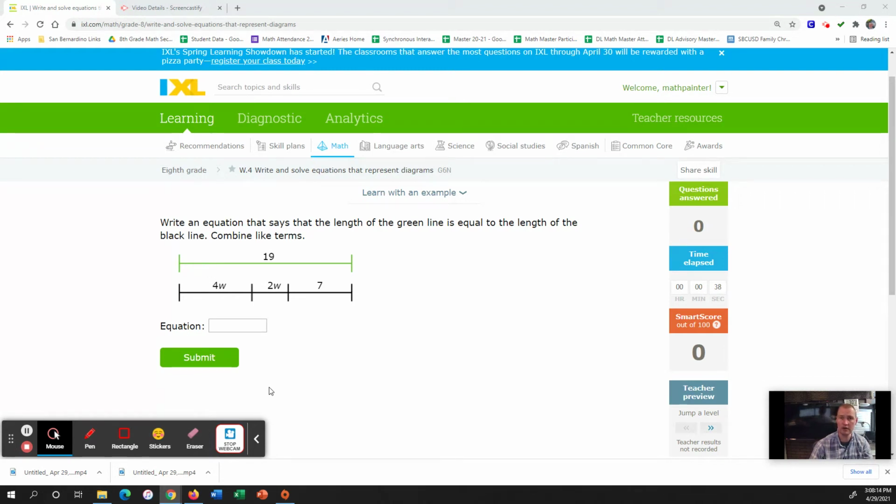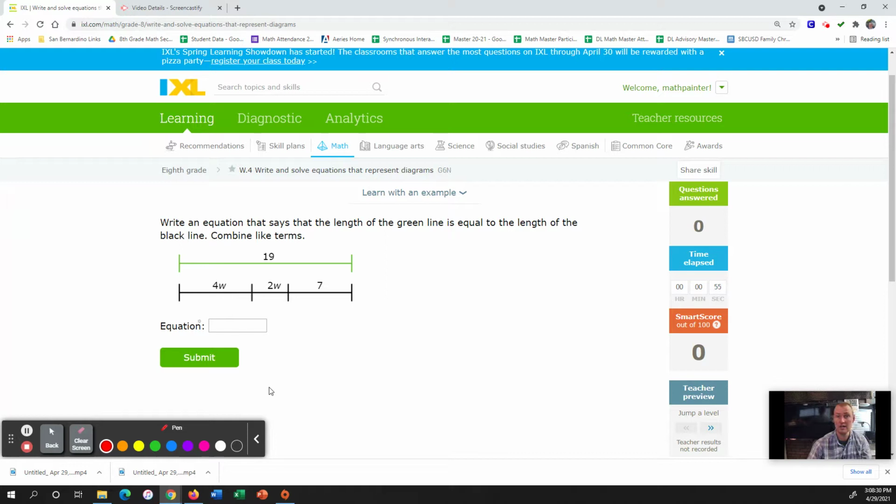Today we're working on IXL W4: write and solve the equations that represent diagrams. If you haven't already done so, doing IXL W1, 2, and 3 will be very helpful leading into W4. All right, let's give this one a try and see how it goes.